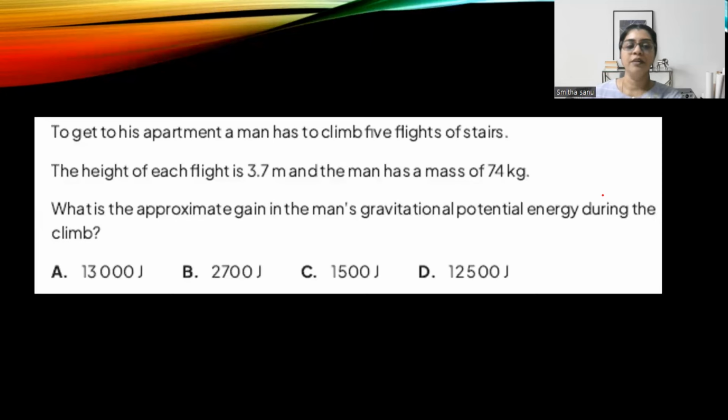Look at an example for the same. To get to his apartment, a man has to climb a flight of 5 stairs. Each stair has a height of 3.7 meters. So you can find out the total height, which is 3.7 into 5. The man has a mass of 74 kg. Calculate the gain in GPE, which is nothing but mg delta h. m is 74, his mass. g is 10. Delta h is 3.7, the height of one stair, times the number of stairs, which is 5. So the answer that you get is A, which is 13,000 joules.